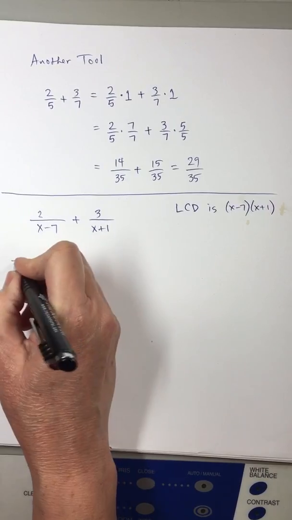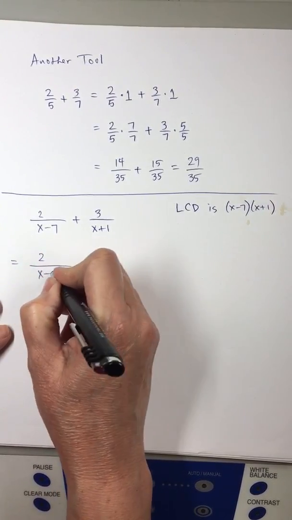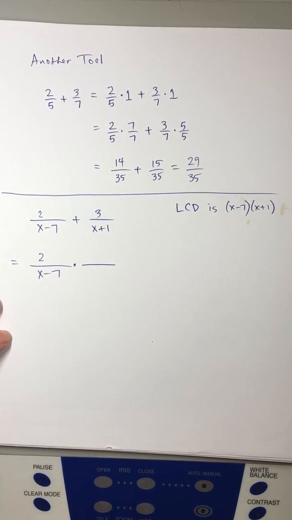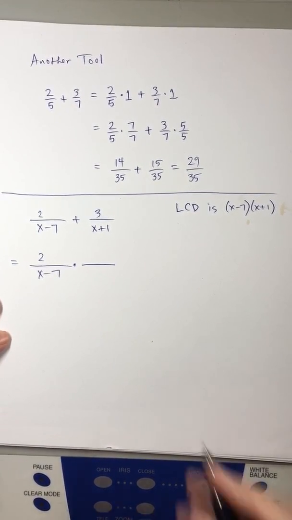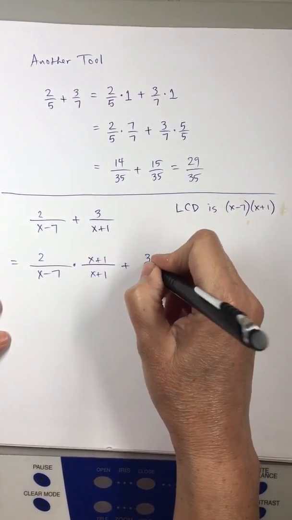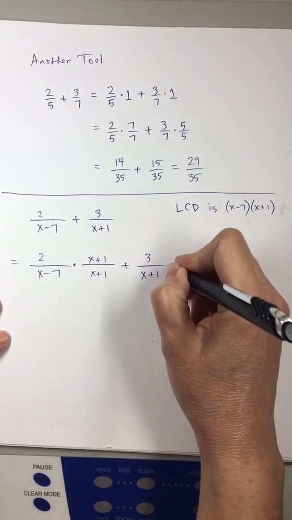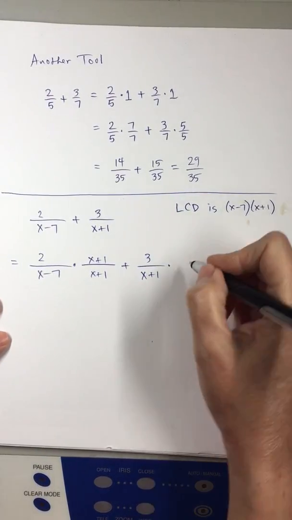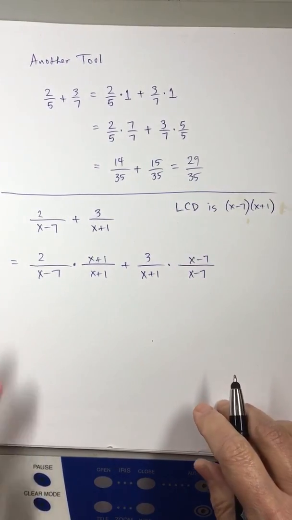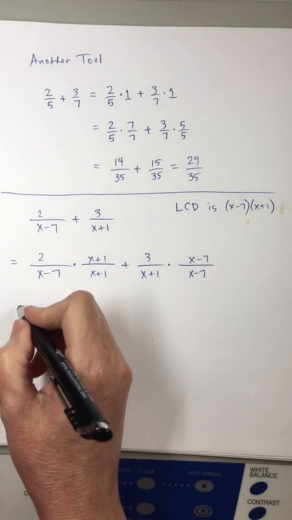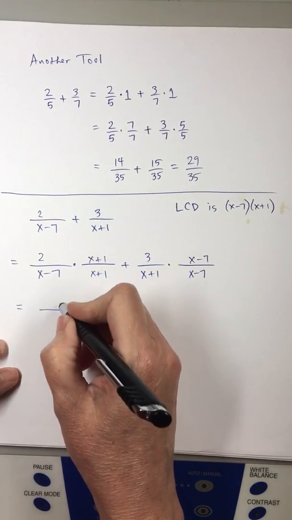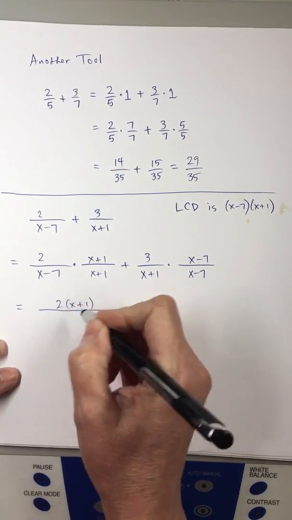And I will say, then I'll do 2 over x minus 7 times, this is my 1, and it's going to be x plus 1 over x plus 1, plus 3 over x plus 1 times, what's on this side? X minus 7 over x minus 7. I would suggest that, well, we're going to multiply the numerators. I will suggest that you do not multiply the denominators.